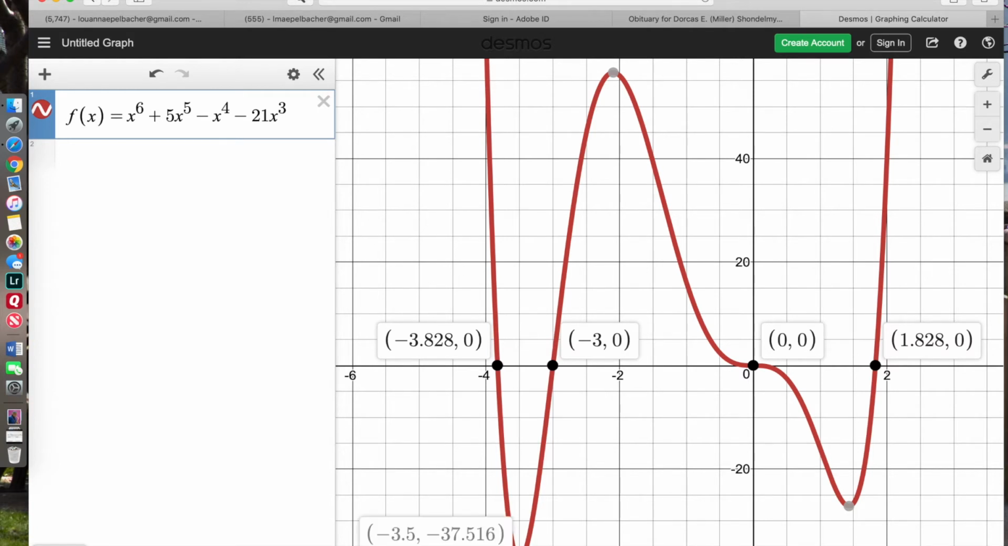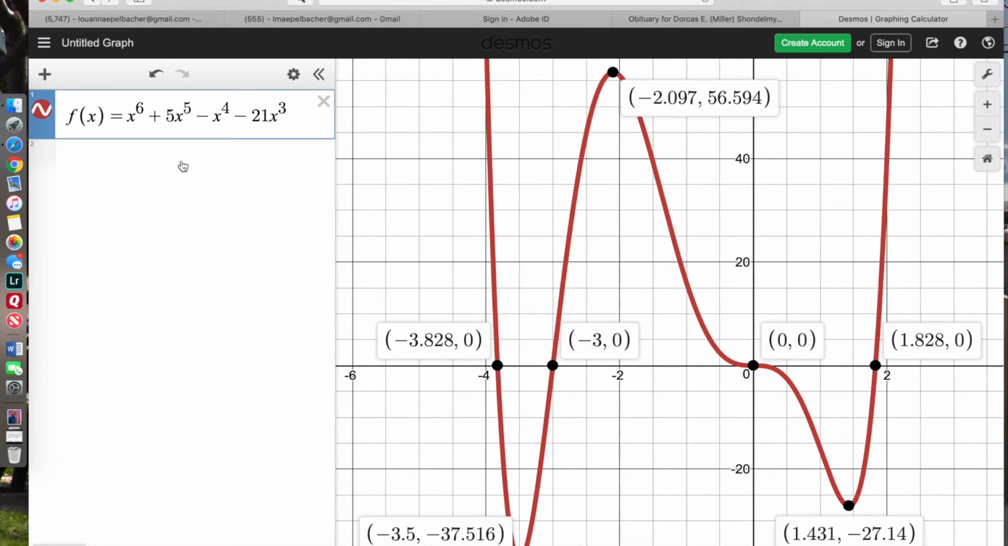You also can click here on your turning points, minimum, maximum, minimum. The 0, 0 does not count as a min or a max because it's decreasing here and decreasing here. There's no place where the points on either side of 0 are either both higher or both lower. They're higher over here and lower over here.